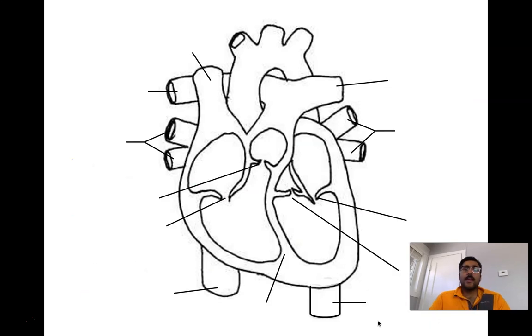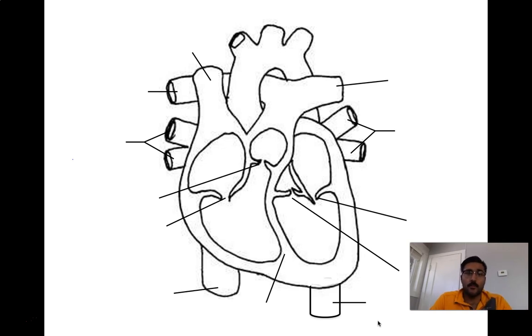So let's label the structure of the heart before we get any more detailed. You've got a blank heart diagram in front of you here. You can produce this by Googling blank unlabeled heart diagram. Your notes package posted on Google Classroom also has one of these in it, but if you're just watching on YouTube, these are very easy to access.